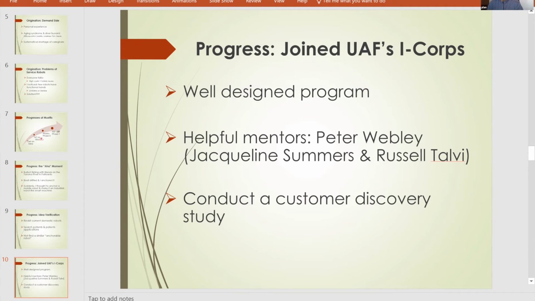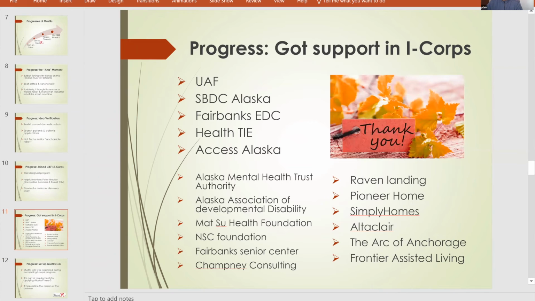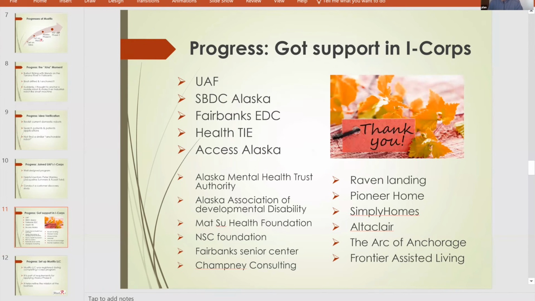Also, I systematically did a survey, going through different people to see. So these are the organizations I wanted to thank. There are certain people and certain organizations that helped me. So I put them there: the UAF SBDC, Fairbanks, the FEDC, Access Alaska. You see, that is so many organizations that helped me.